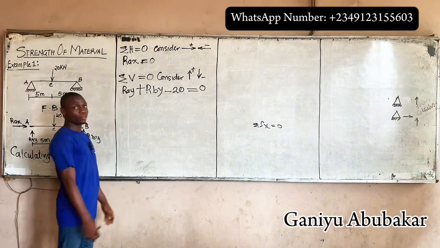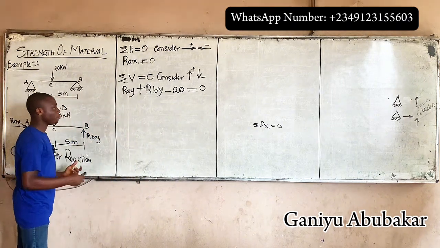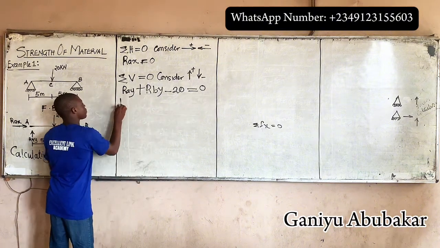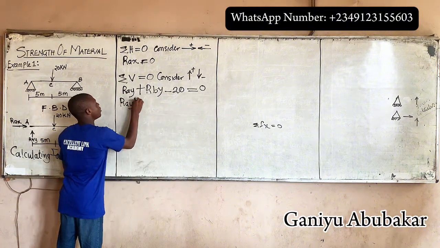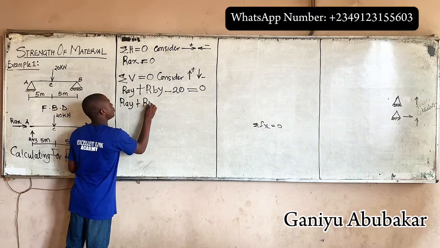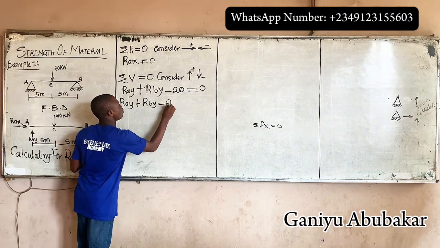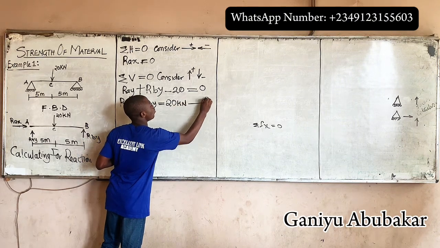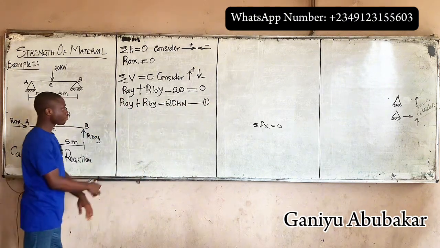I have this here. Alright, what's my next answer here? I'll take 20 to that side. So I have RAY plus RBY equal to 20 kilonewton. Call this one equation 1.